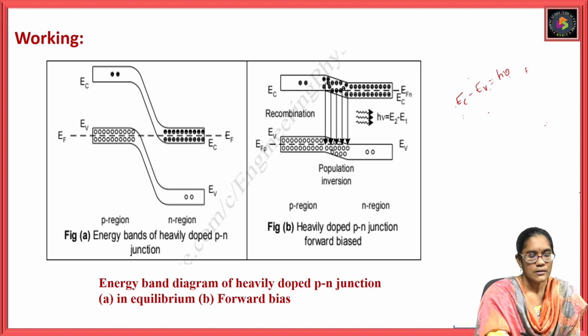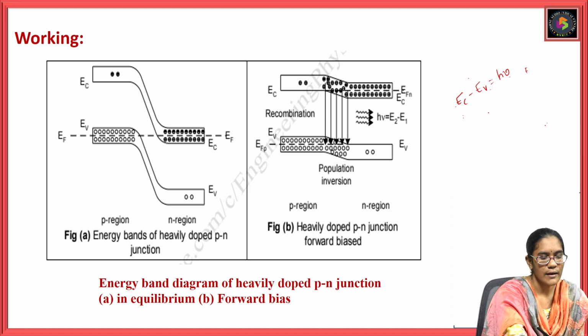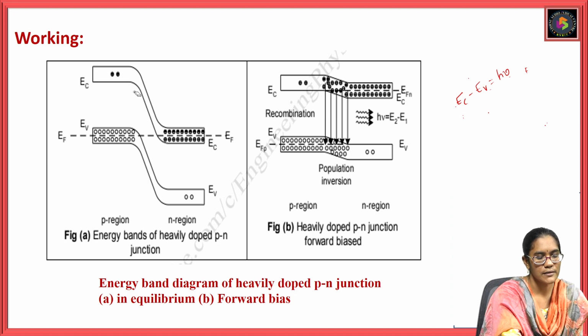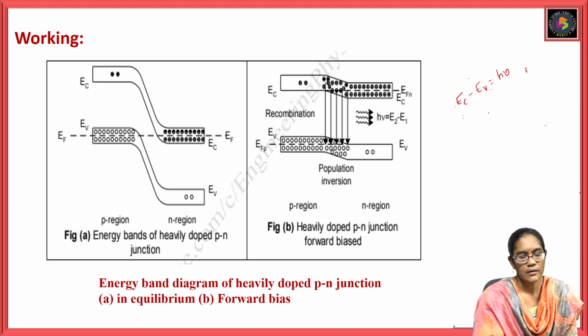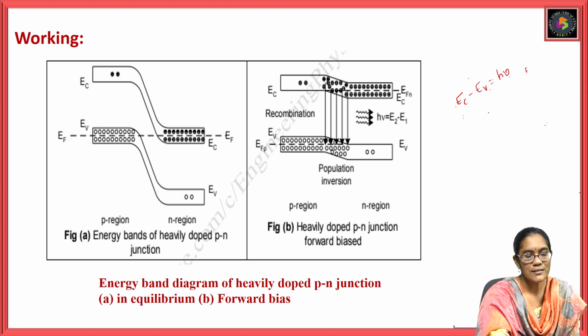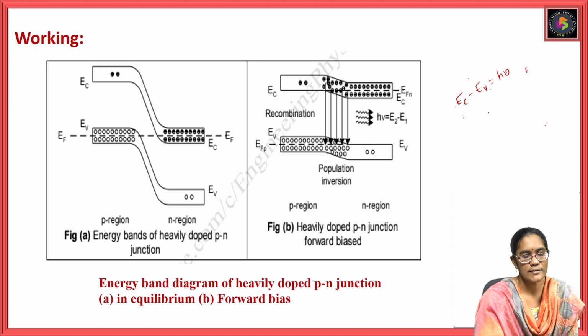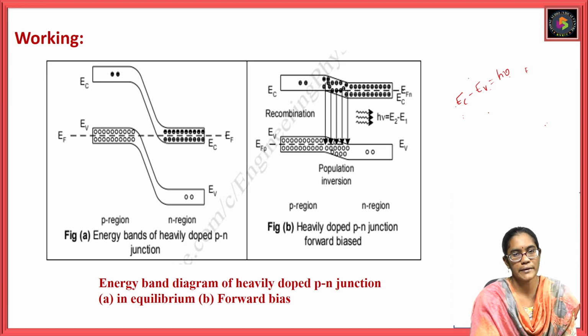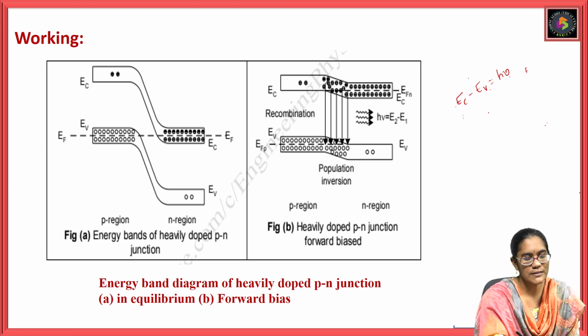Why? Because here very few electrons are available in the conduction band, and more holes are present in the valency band. So only 2 electrons can recombine with the holes in the valency band, so only 2 photons are emitted. Here also same case on the n side: more electrons are present in the conduction band, only 2 holes are present in the valency band. Only 2 electrons can recombine with the holes, so only 2 photons can be emitted. So, more photons are not achieved by this diagram.